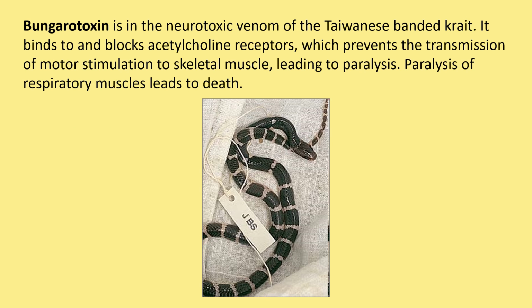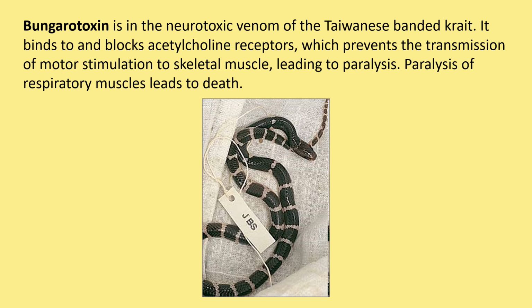All right, bungarotoxin. Bungarotoxin is a neurotoxin produced by a particular group of snakes. This is a banded krait, and it's found in southern Asia. And bungarotoxin, when it's injected into either a would-be predator of this snake, or the snake is also a hunter, it will use bungarotoxin to kill its prey as well.